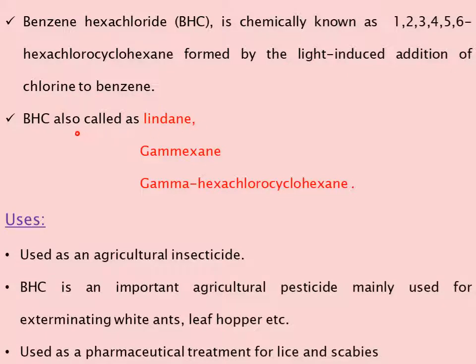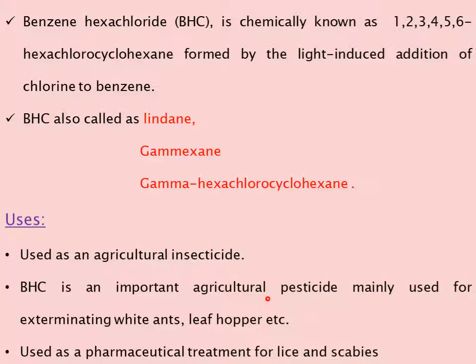And coming to the synonyms, very important. The well-known name for BHC is lindane. Generally in our homes we use gammaxane, which is the other name for BHC. Another name is gamma hexachlorocyclohexane. These are the 3 synonyms for BHC: lindane, gammaxane, gamma hexachlorocyclohexane.